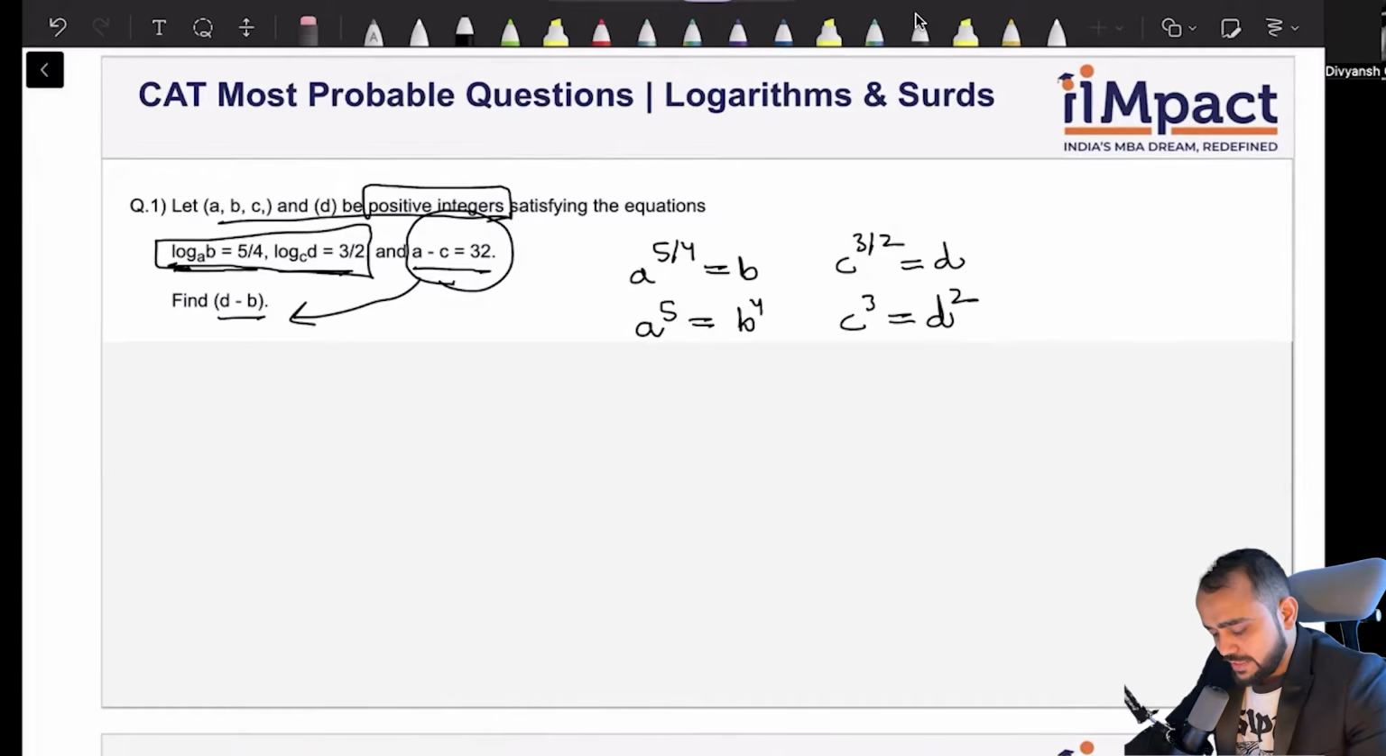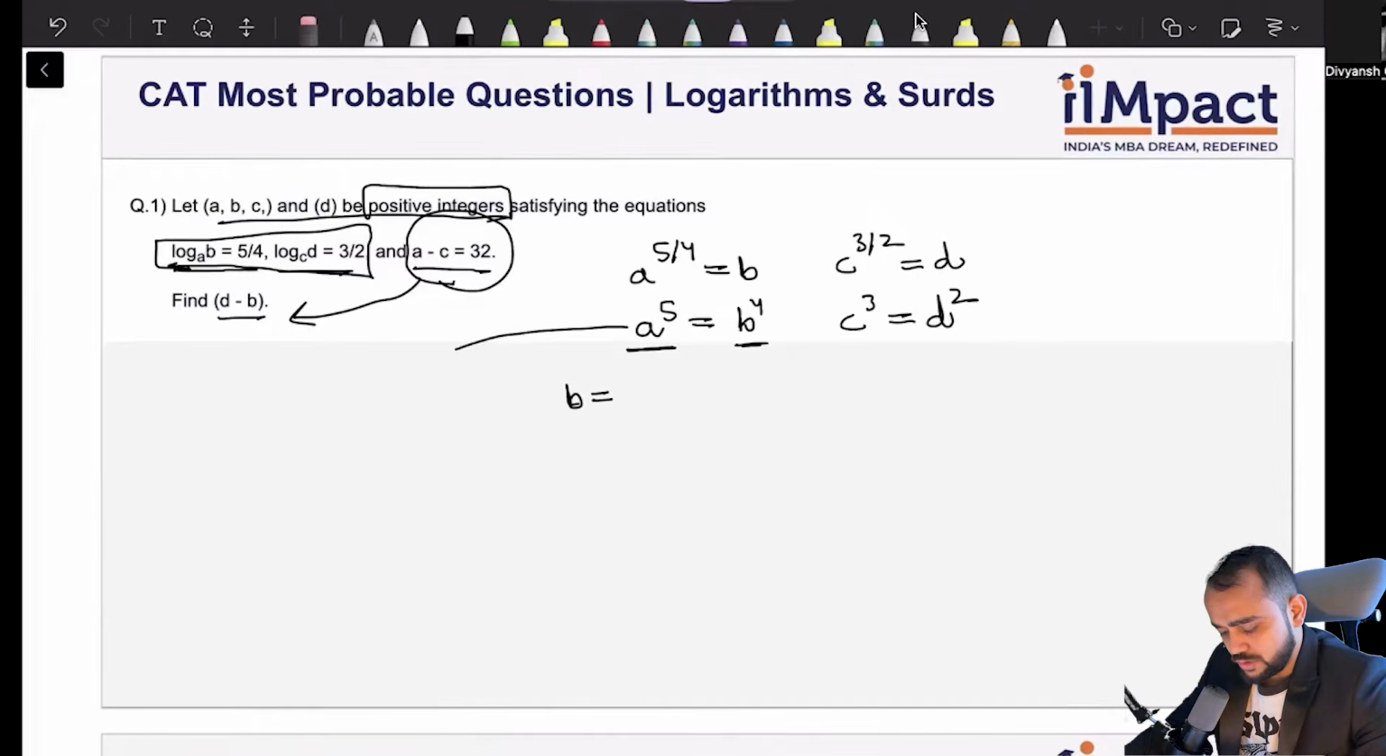They are saying that A to the power 5 is equal to B to the power 4. Now both of these are positive integers. Would that mean that B actually will be a number who is itself going to be a perfect fifth power? Otherwise, you will not get both sides as integer.